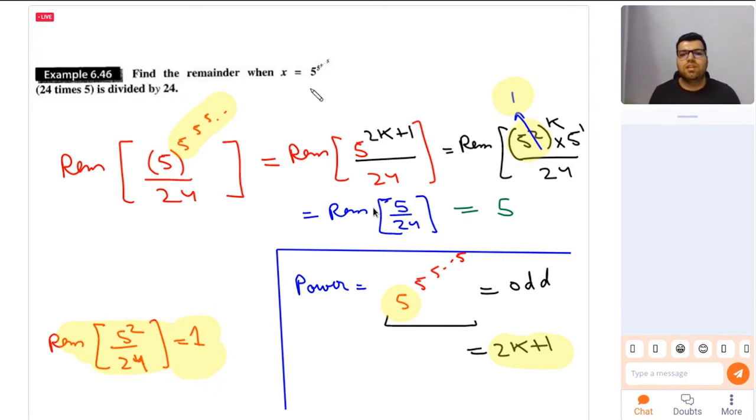Answer is 5. So it is nothing in front of the level 3 questions that we did yesterday, the power tower level 3 questions. There, a lot of pattern thinking was required. A lot of thinking was required.